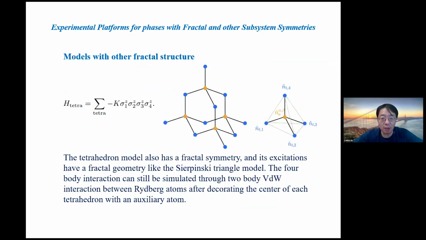So by the way, using similar techniques, we can simulate many other models with fractal symmetry. So, for example, this is another model.